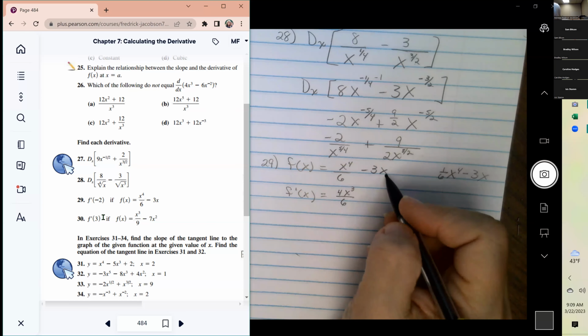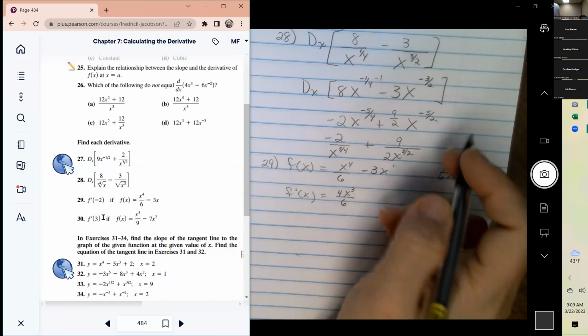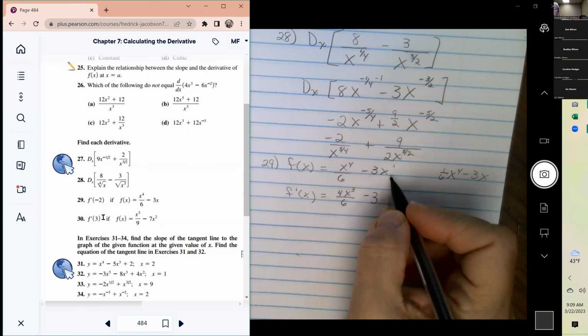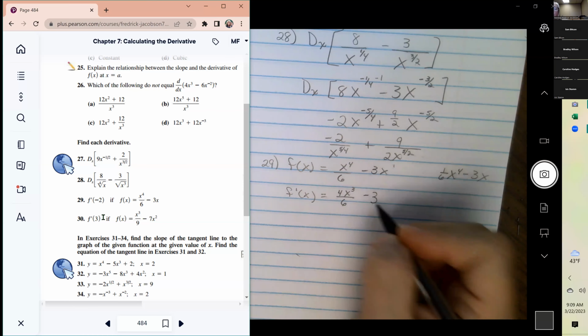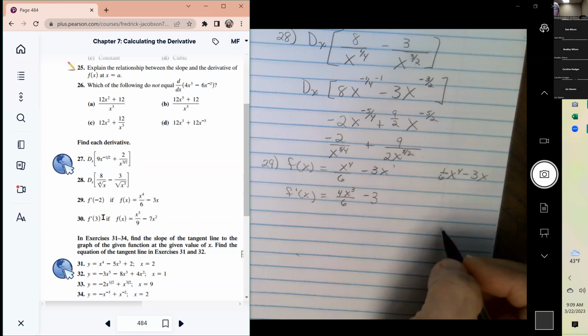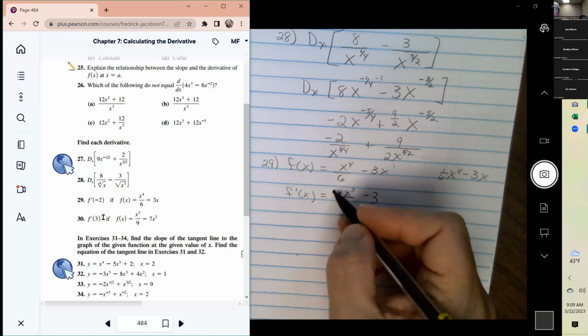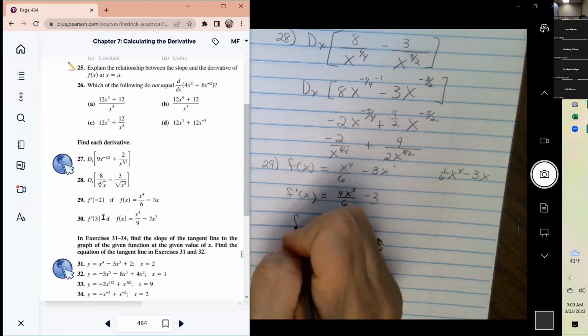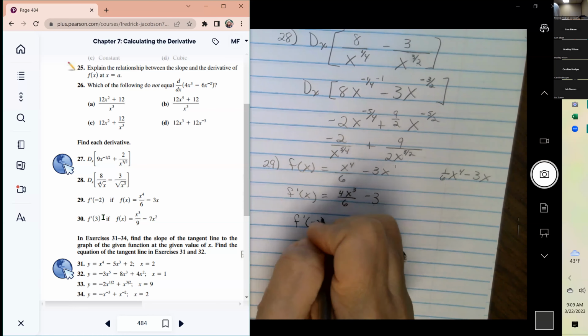Minus 3x, this is a 1. 1 times -3 is -3. X to the 0 drops out because that's just 1, times 3 is 3. So that would be your derivative. And you could reduce this so your numbers are smaller. And then plug in -2.